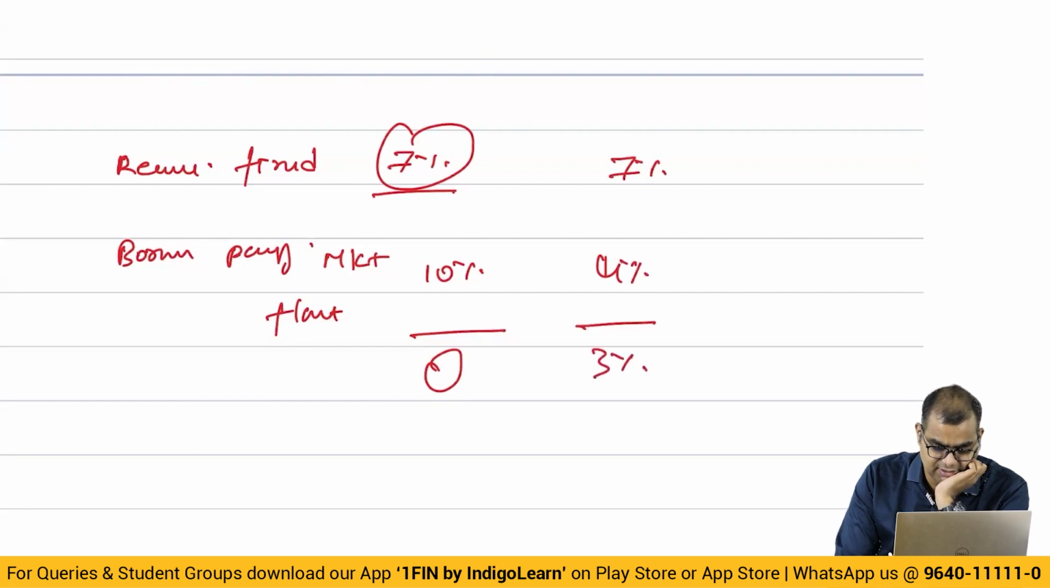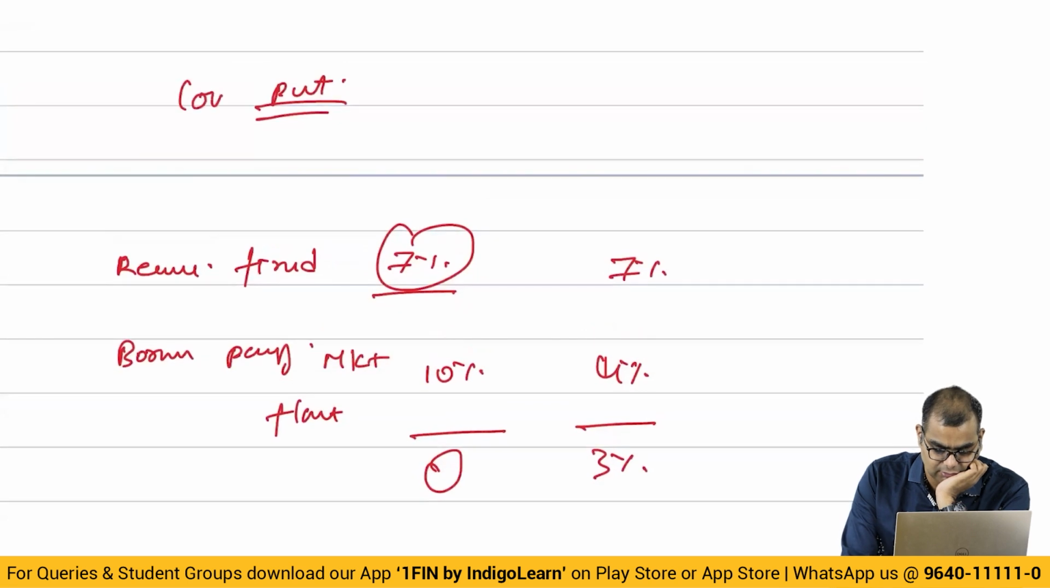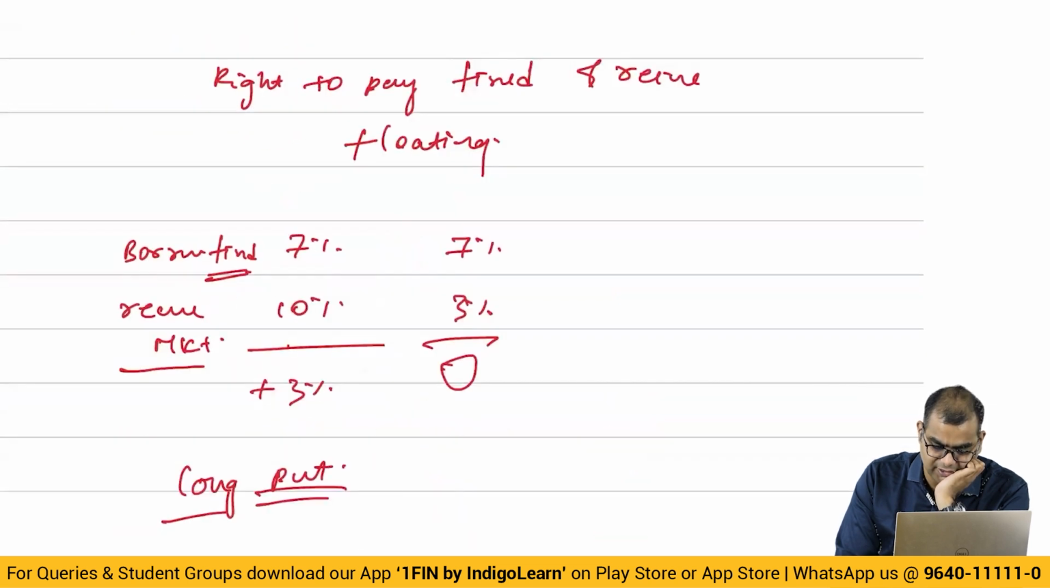This is a long put. That is, you bought a put, when I am receiving fixed and paying floating. So in a call's case, I am receiving floating and paying fixed. Receiving floating, paying fixed. I'll just write it down.